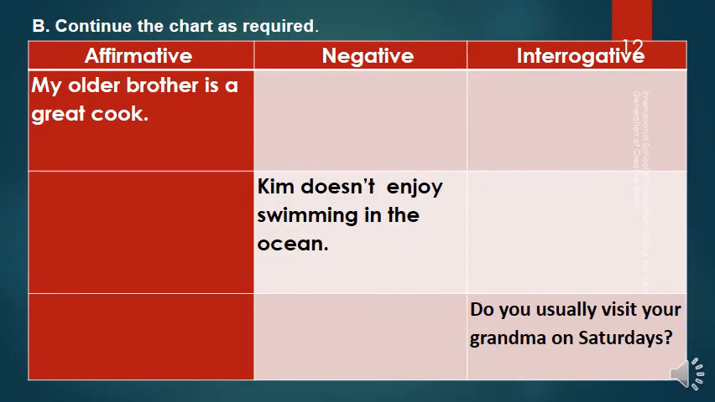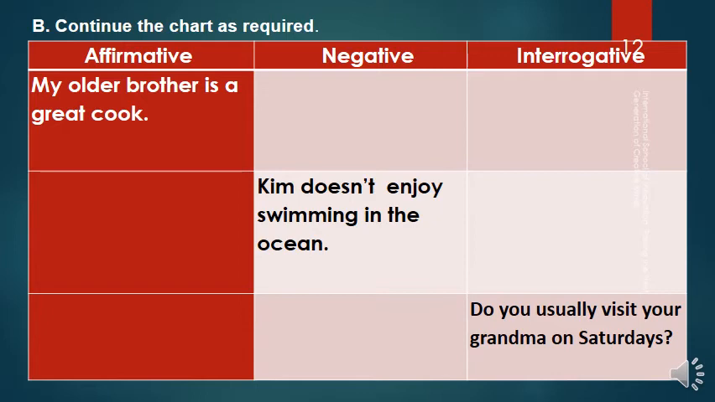Now let's move to this chart. We have to continue the chart as required. In the first sentence, they stated the affirmative form. In the second, the negative, and in the third, the interrogative form. We have to change the affirmative to negative and interrogative.